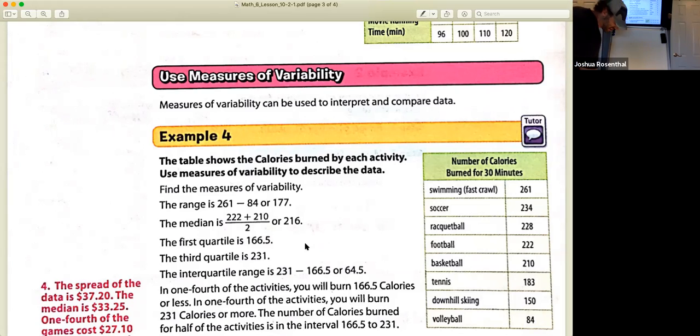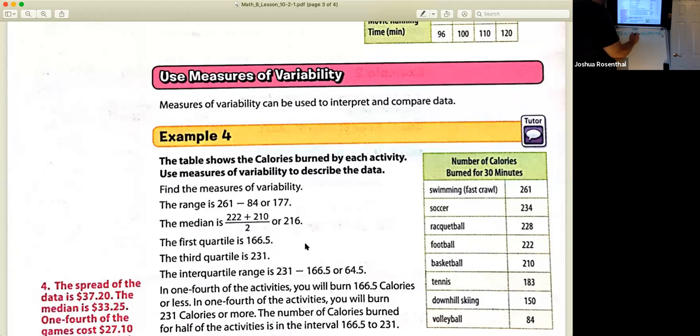All right, I'm going to start writing the data. These are in order: 84, 150, 183, 210, 222, 228, 234, 261. Okay, so I have my lower extreme, LE, upper extreme, UE. There are 1, 2, 3, 4, 5, 6, 7, 8 data points.